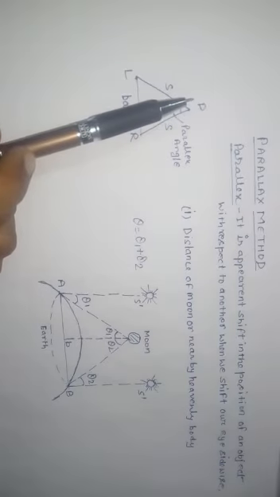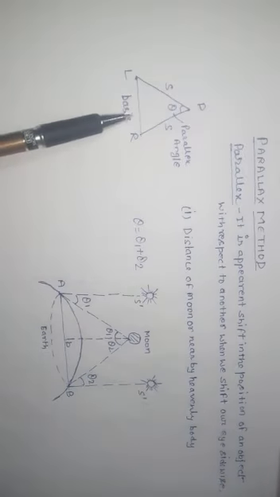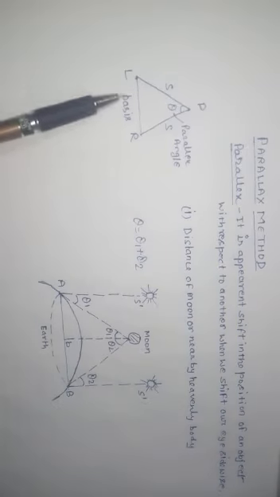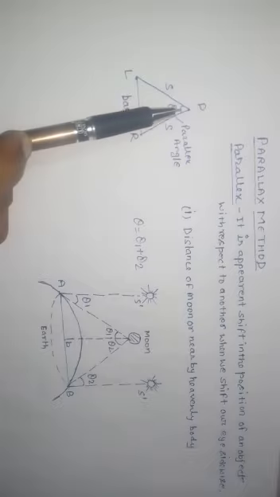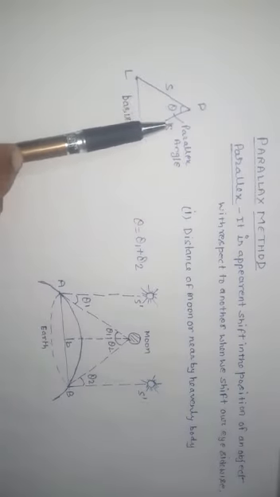This shift in position is called parallax. The distance between the two points of observation, here in the diagram denoted by L and R, is known as the basis, while this angle is known as the parallax angle or parallactic angle.